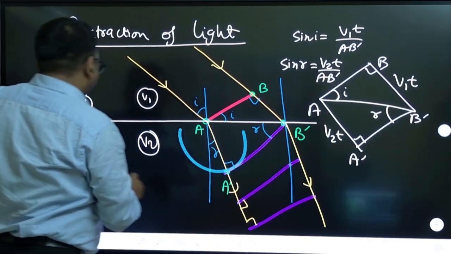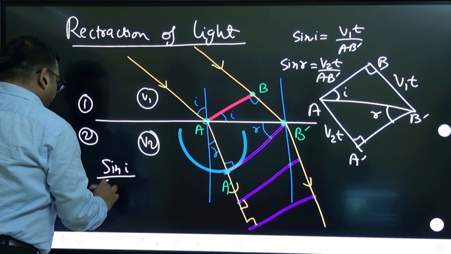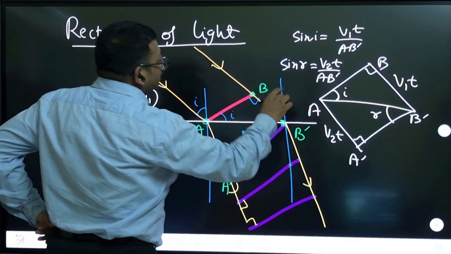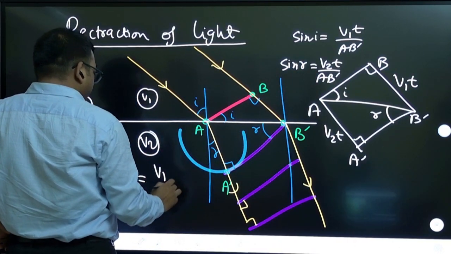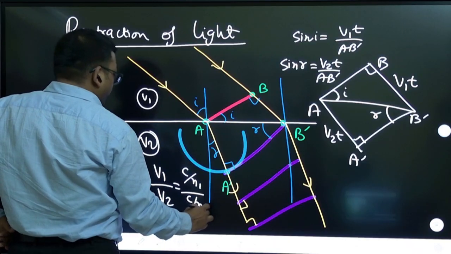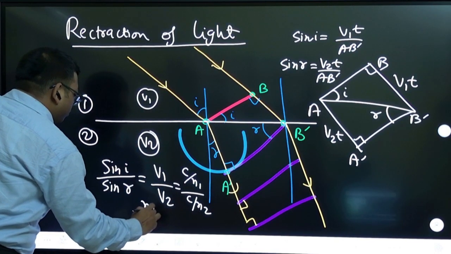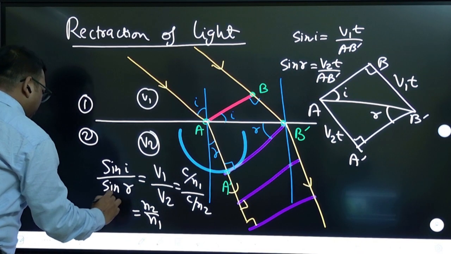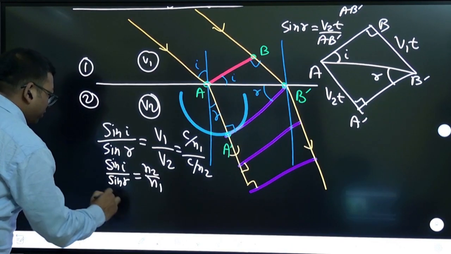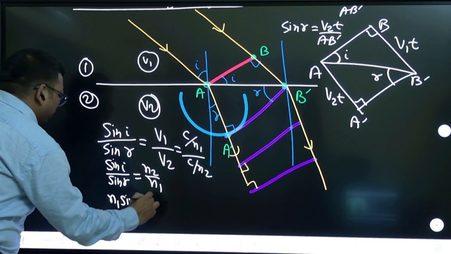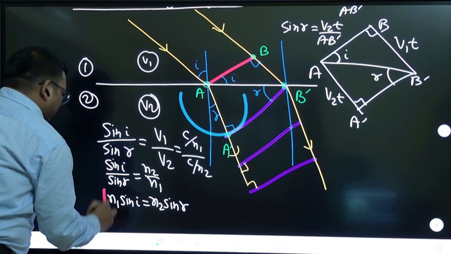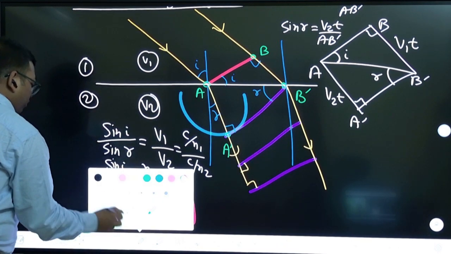Now let us take the ratio of sine I by sine r. When I take v1 t over v2 t, t will get cancelled, and you will get the ratio v1 by v2. Speed is equal to c by n1 and this is c by n2, so that gives us the ratio n2 by n1. That is how we are getting Snell's law: n1 sine I is equal to n2 sine r. That is the proof of Snell's law. Snell's law is proved.